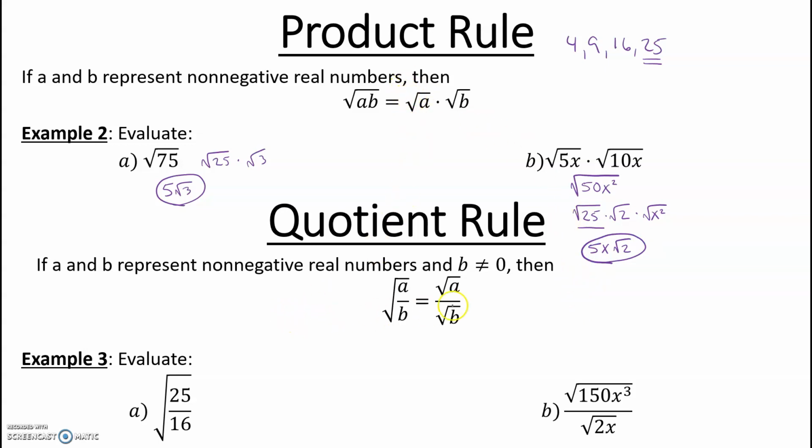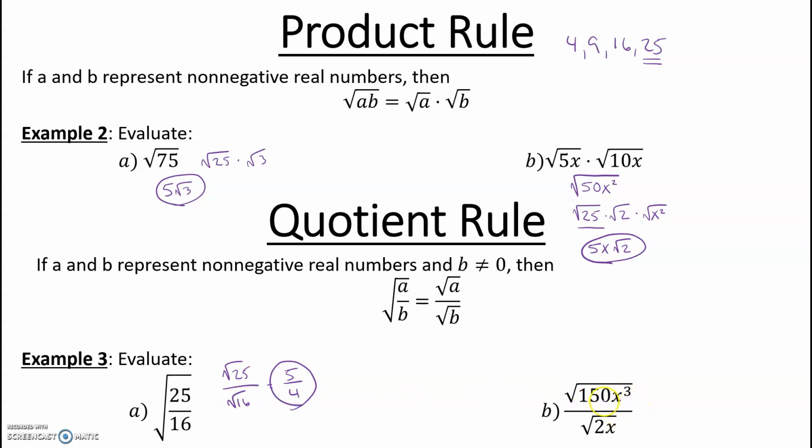The quotient rule, again, you can separate them. So the square root of a divided by b, you can also write root a over root b. It also works in reverse, so it depends on what benefits you. So if you look at this one, I want to separate those because the square root of 25 I know, and the square root of 16 I know. So the square root of 25 is 5, and the square root of 16 is 4, 5/4.